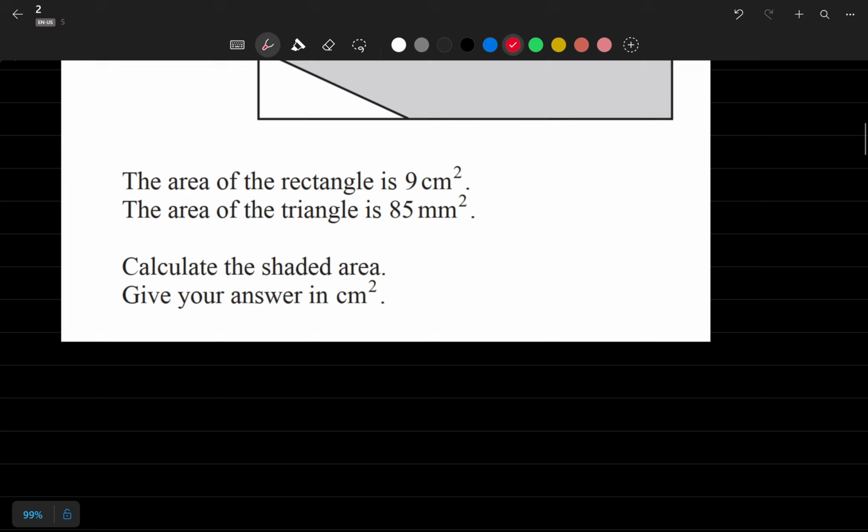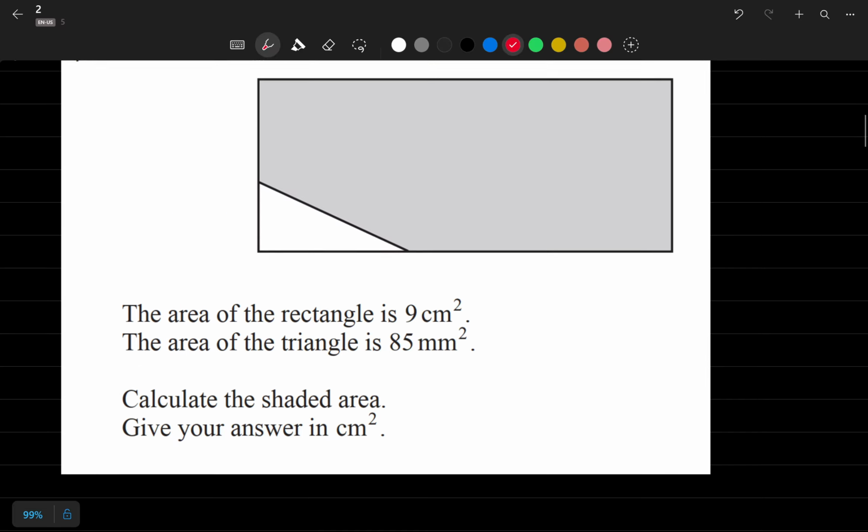So this is the second part of the chapter mensuration. Let's see the question. The area of the rectangle is 9 centimeter square. The area of the triangle is 85 millimeter square. Calculate the shaded area. Give your answer in centimeter square.